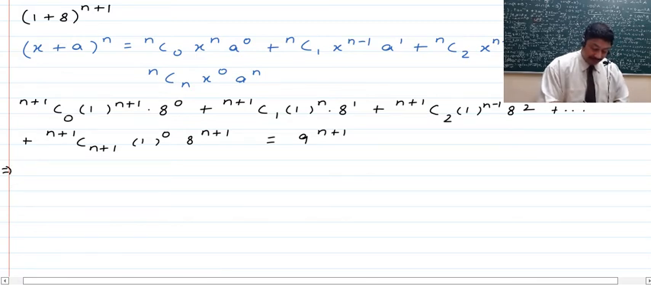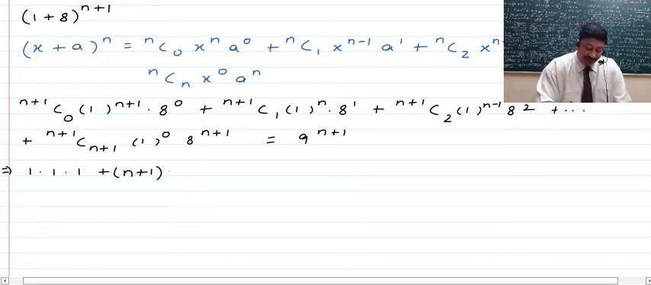now n plus 1 C0, that is the first binomial coefficient, will become equal to 1, multiplied with any power of 1 will again become equal to 1, multiplied with 8 raised to the power 0 will also become equal to 1. Further to that we are going to add n plus 1 C1. I told you the binomial coefficient will become equal to the value of the superfix, that is n plus 1. Now this is to be multiplied with 1 raised to the power n, which again is going to become equal to 1, multiplied with 8 raised to the power 1, which will become equal to 8.